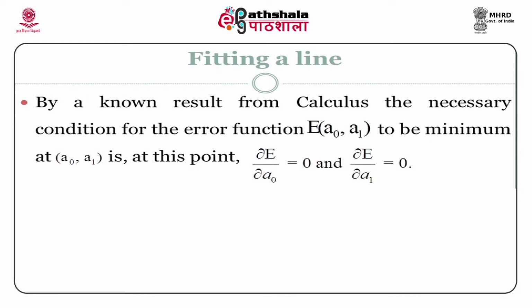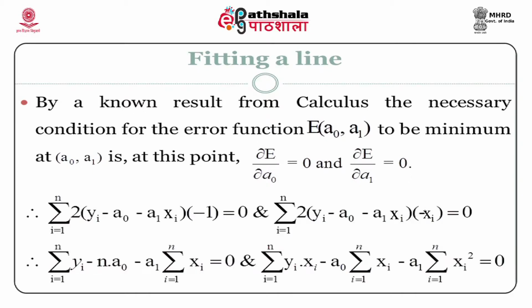Now if you take the partial derivative with respect to a0, I will get the equation like this: sigma i equal to 1 to n, 2 into (yi minus a0 minus a1 into xi) into minus 1, because the coefficient of a0 is minus 1 here. And the partial derivative with respect to a1 will give me sigma i equal to 1 to n, 2 into (yi minus a0 minus a1 into xi) into minus xi, as the coefficient of a1 is minus xi. I am equating both these partial derivatives to 0. That will give me two conditions on a0 and a1.